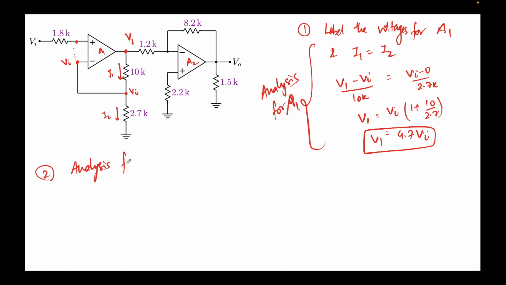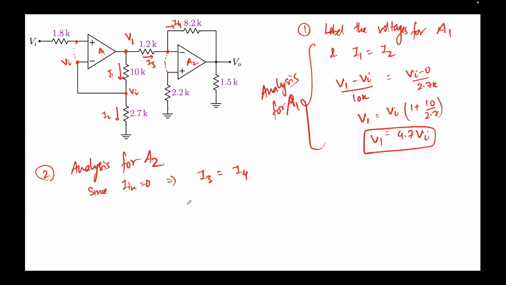Now let's do the analysis for A2. Again this is the virtual short. This is grounded because no current can flow in, so whatever potential is here will be the same, and this will also be grounded. Now let's assume that a current I3 is flowing like this, and again no current can flow into this operational amplifier, so let's assume the same current is I4. So for the analysis of A2, since In is 0, I3 should be equal to I4. No current can flow here.